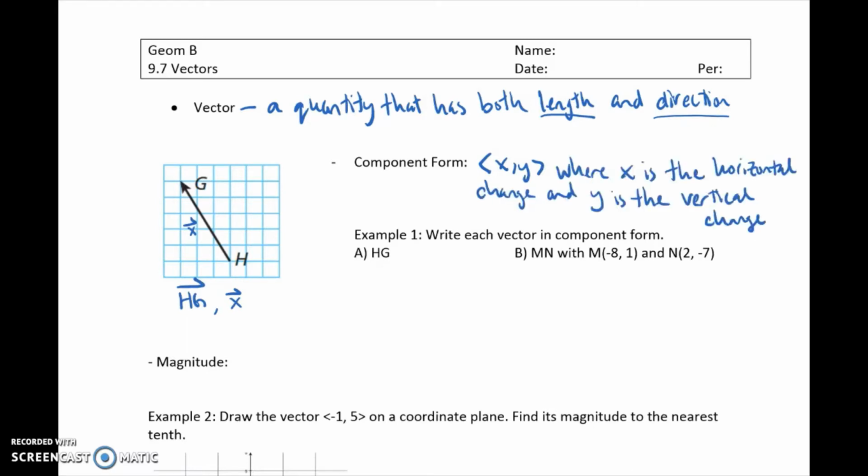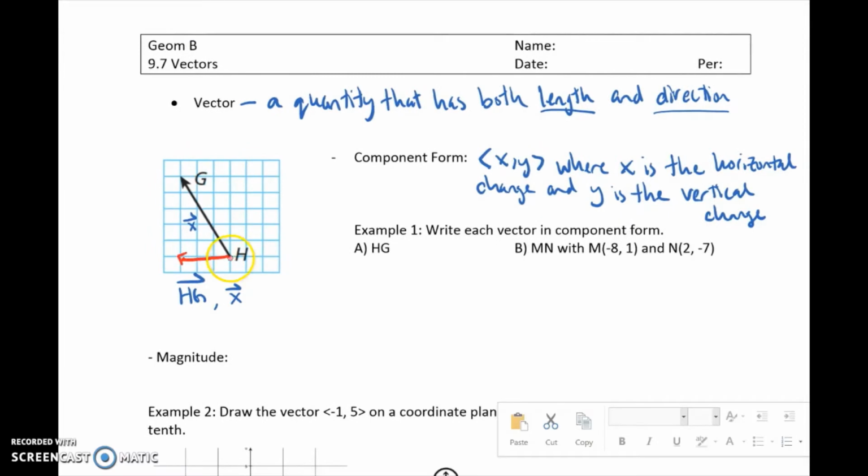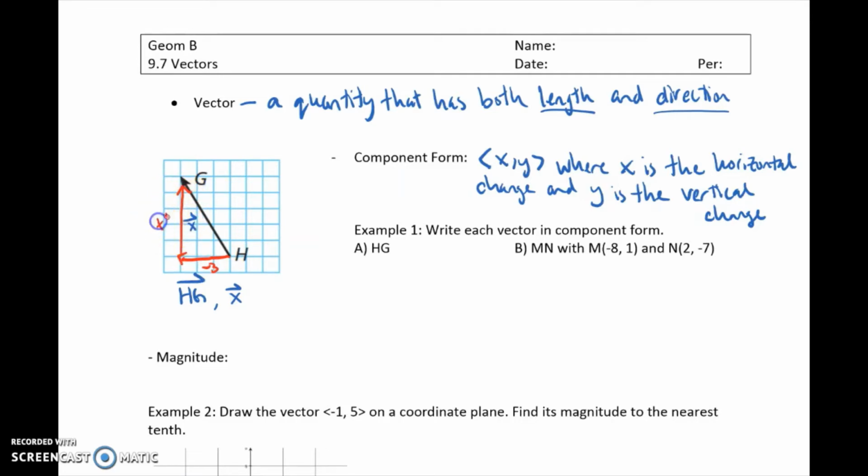So then the component form of vector hg, we would look at basically your rise and your run, your slope. So the vertical and horizontal changes. Going from h to g, we went left 1, 2, 3, so that's -3. And the vertical change, we went up 1, 2, 3, 4. So the component form of hg is <-3, 4>. Sound familiar? Hopefully. So again, this vector hg, it's missing that little half arrow, in component form is <-3, 4>.